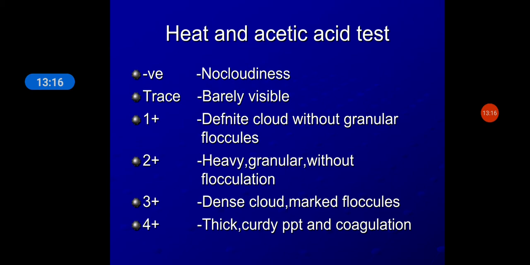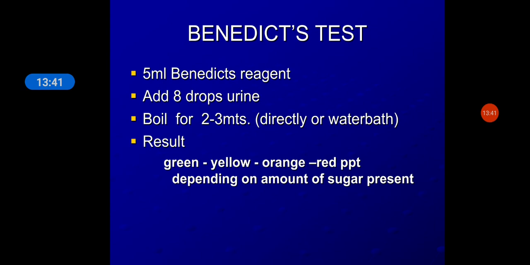1 plus, you will definitely have a cloud and no granular floccules. 2 plus means you will have heavy granular but no flocculation. 3 plus is dense cloud and marked floccules. 4 plus is thick, curdy precipitate and coagulation. So this is how you will grade proteins in urine. Okay, there is another test also called the sulfosalicylic acid test.